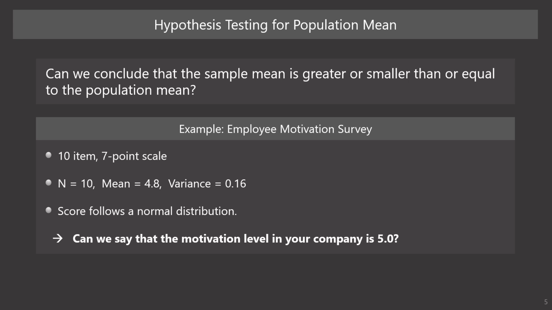Suppose you only implement the survey for 10 employees. The average motivation score is 4.8 and the variance is 0.16. If the employee's motivation score follows a normal distribution, can we say that the motivation level in your company is equivalent to 5.0?